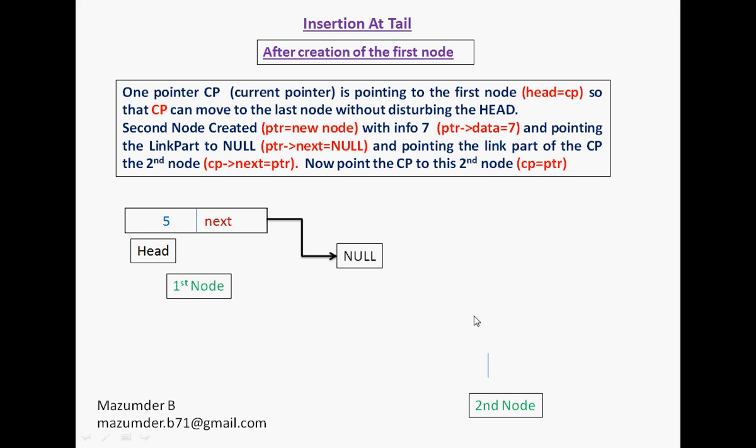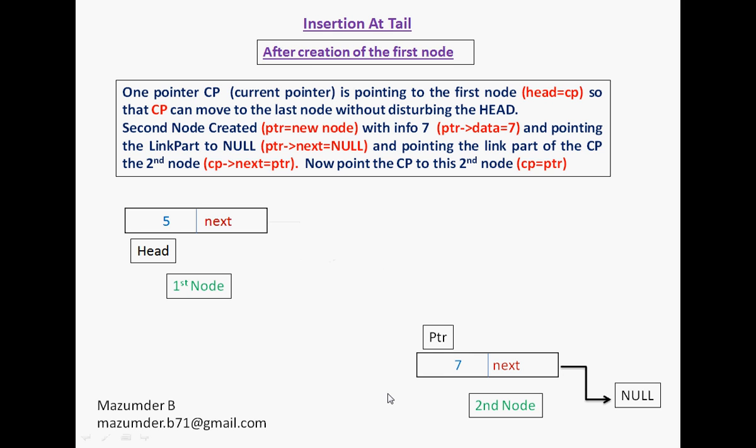And now suppose I have created one node with info 7. Now I will point the next part of the node to null. It's pointing to null. Now we'll have to move the next part of the first node to the current node, since we are inserting at tail. So how does it take place? This is the ptr. Now the next part of the first node is pointing to the second node. Now head will remain the same.